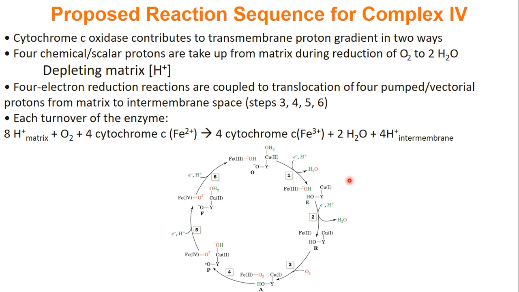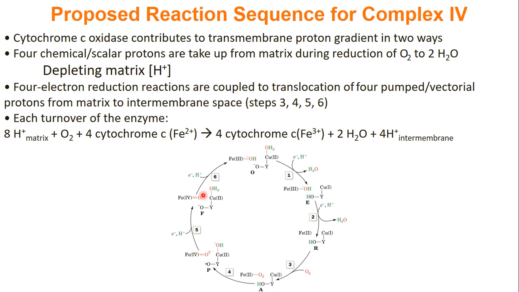Now, we're contributing to our transmembrane proton gradient in 2 different ways. One, we have 4 protons that are coming from the matrix, and so we're binding that onto our enzyme and eventually releasing them as water, so they're no longer free hydrogen molecules, so we're depleting the matrix hydrogen concentration.